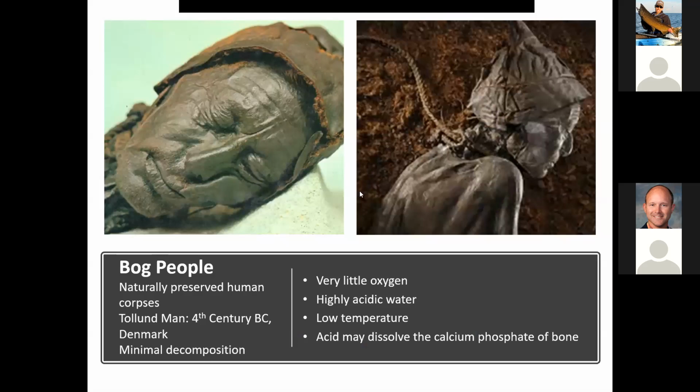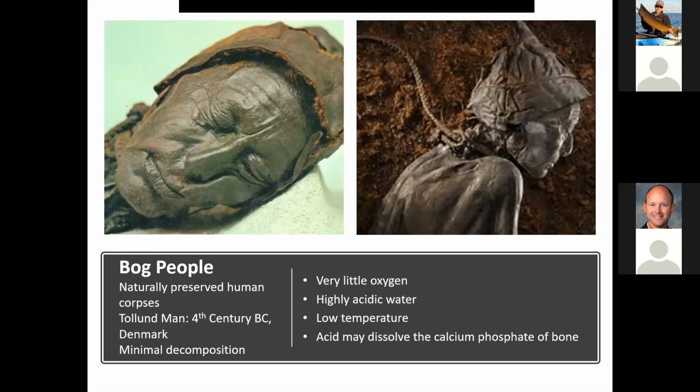All right, so from the sublime to the grim, let's talk about bog people. Because the peatlands are so anoxic and acidic and cold and waterlogged, there's so little decomposition, not only little decomposition of plant material, there's also very little decomposition of animal material.